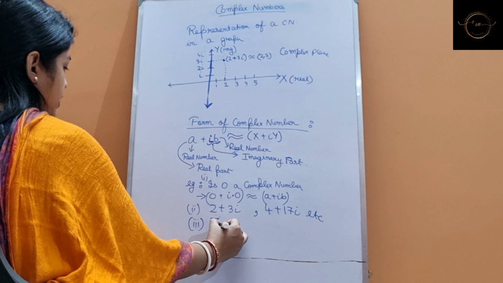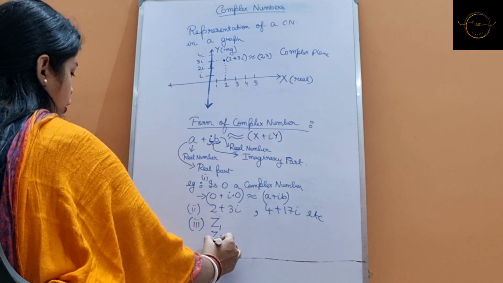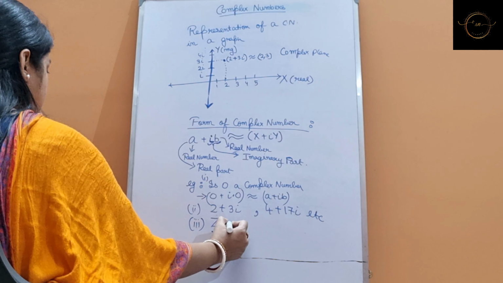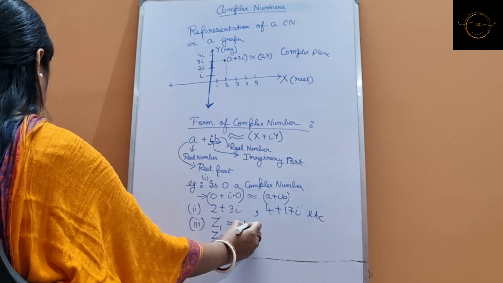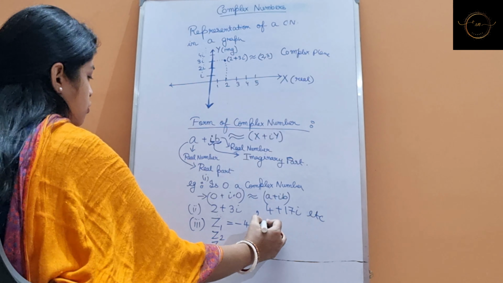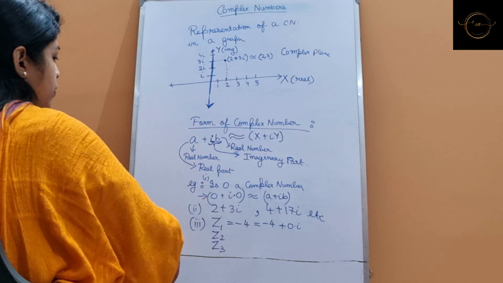Also suppose you try to take some other examples. Now we can name the complex numbers Z1, Z2, or Z3. In this way, you can name the complex numbers. Suppose I am taking a complex number as -4. Is this a complex number? Yes. So -4 can be written as -4 + 0 into i.